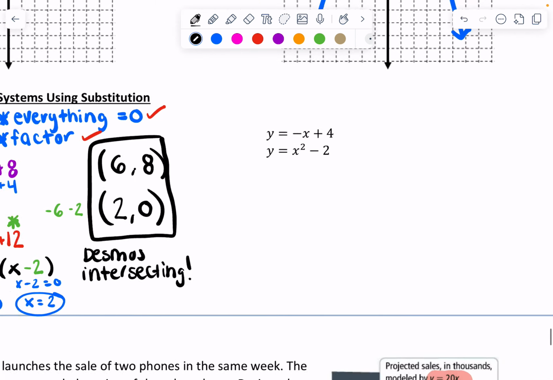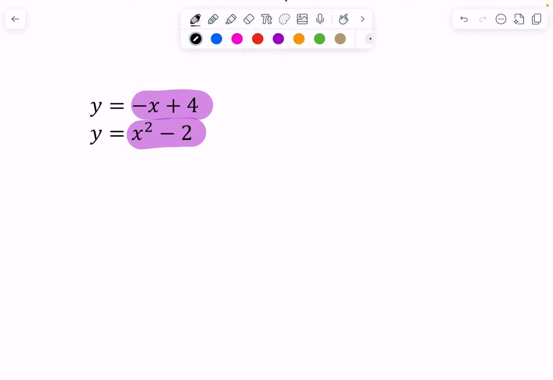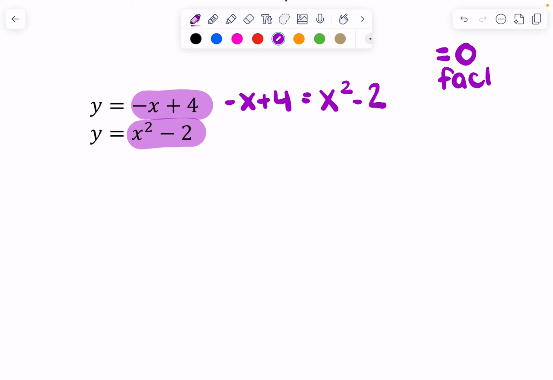All right, let's go ahead and try one more. We'll go through this one a little bit quicker. If I have two equations that are set equal to y, we can go ahead and set those parts equal to each other. So there's my linear equation and my quadratic. And our goal is to get this set equal to 0 and then factor.